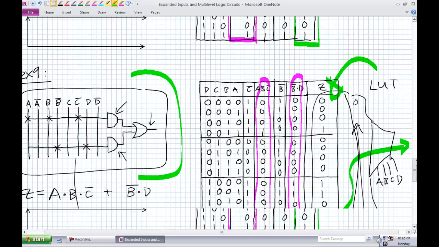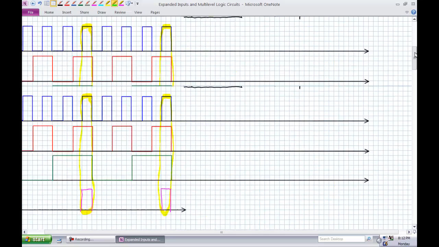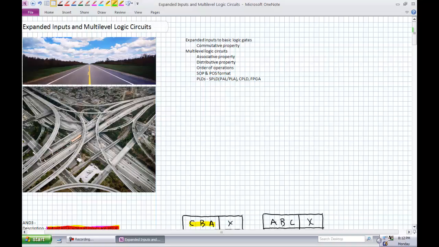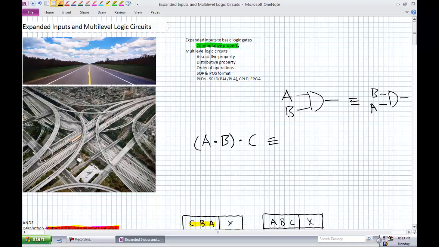We've gone over a bunch of information on expanded inputs and multi-level logic gates. Went over the commutative property. And again, what is the commutative property? A and B is equivalent to B and A. What's the associative property? For AND gates, A and B, and then C, is equivalent to A and B and C. Same thing for OR gates. It doesn't matter who you go first.